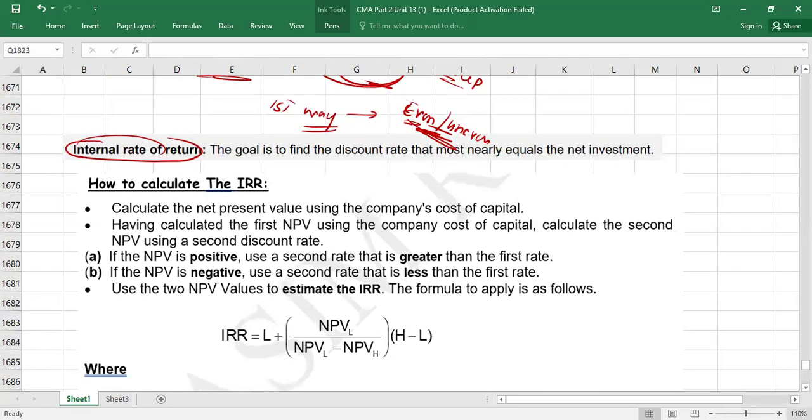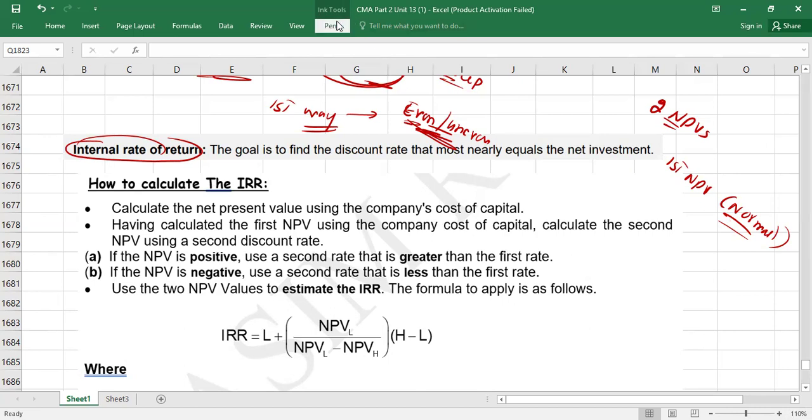Now, to calculate IRR, how will you find it out? Guys, we actually need two net present values, two NPVs. And what is the rule? First, we will calculate the normal NPV. Normal means whatever data is given in the question, the same data you will use. And you have already calculated it, right? Normal NPV means you will use the cash flows given in the question and the cost of capital given in the question and find the NPV.